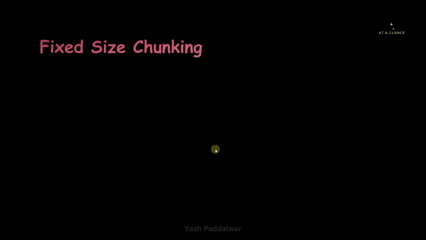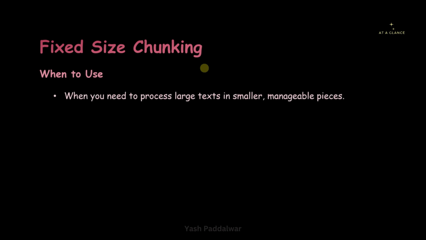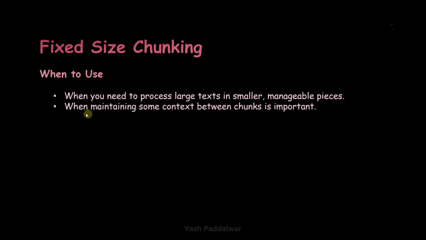Now that we have understood the fixed size chunking implementation, let's see when to use this fixed size chunking strategy. The first mandatory reason to use fixed size chunking is when you need to process large text into smaller and manageable pieces. And that is the meaning of chunking. Obviously, when your large document is not manageable, the best way is to create chunks out of it so that it becomes manageable.